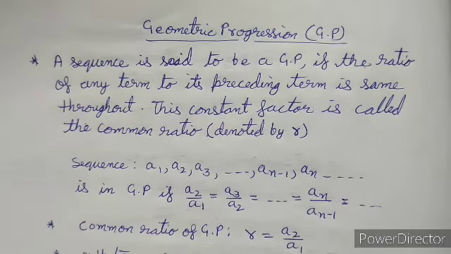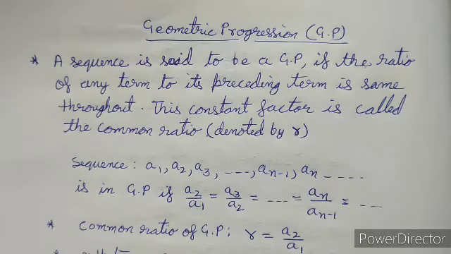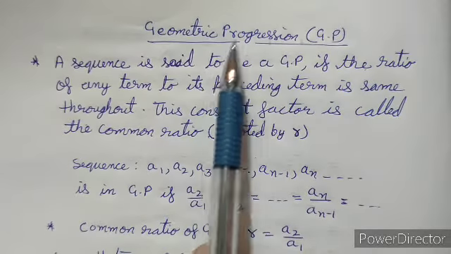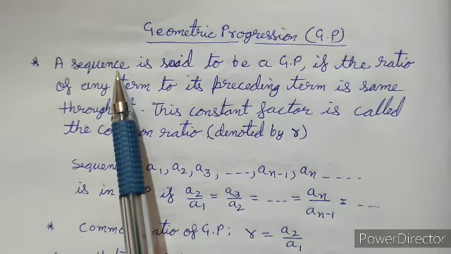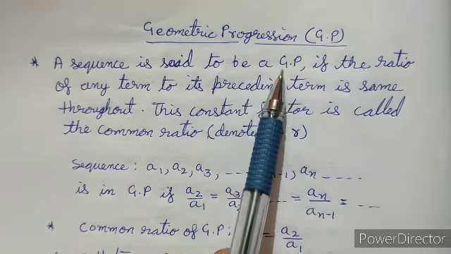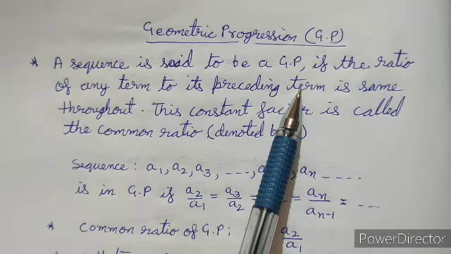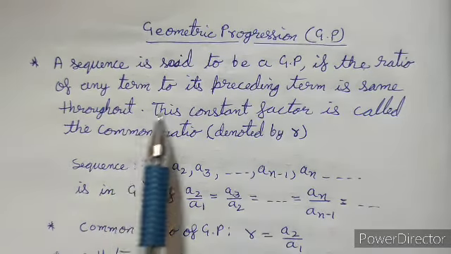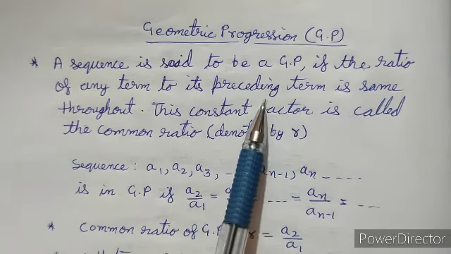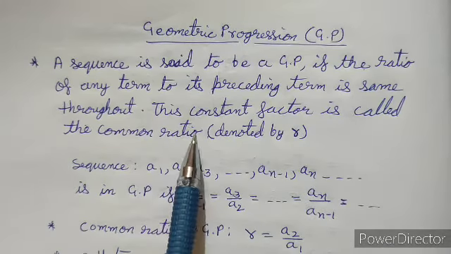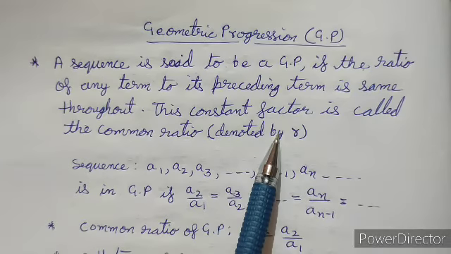Hello students, in this video we will study geometric progression or GP, and then we will solve exercise 9.3 of NCERT. Now, what is geometric progression or GP? A sequence is said to be a GP if the ratio of any term to its preceding term is the same throughout. This constant factor or ratio is called the common ratio and it is denoted by R.